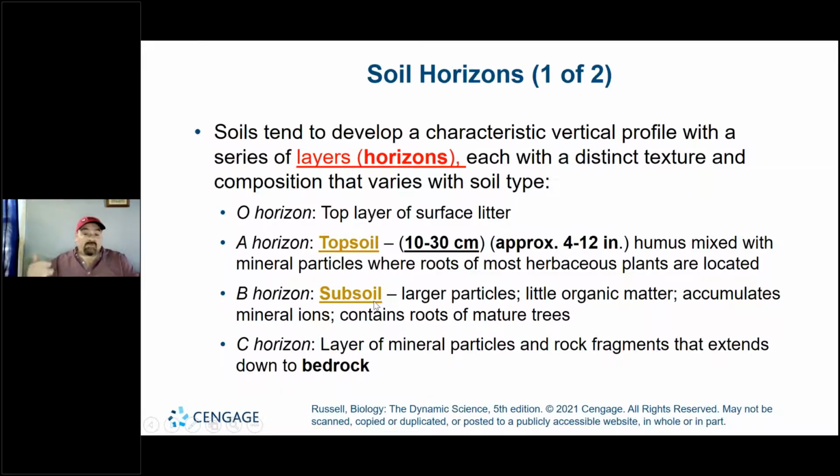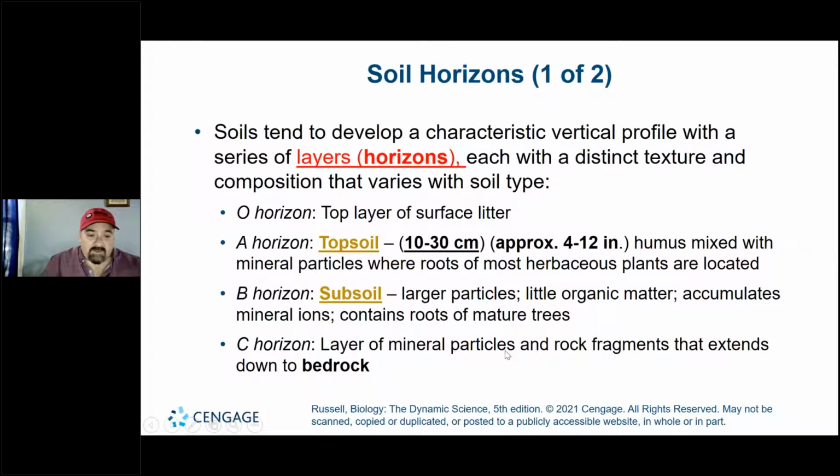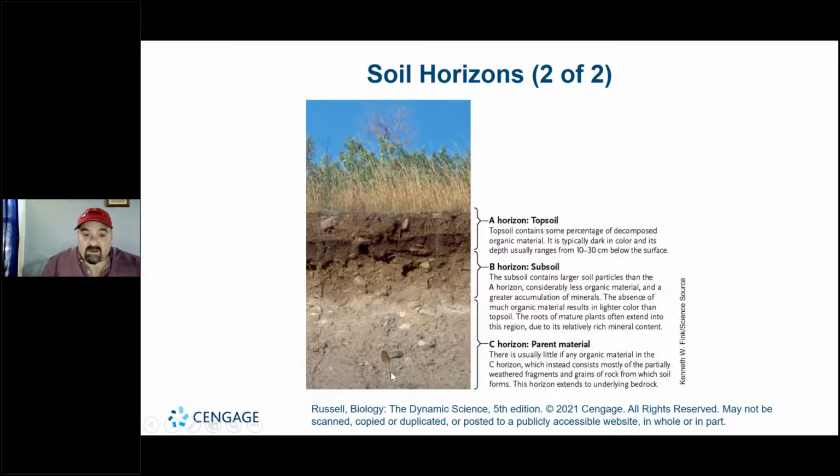Subsoil, below that, 4 to 12 inches, right? There's little organic matter, larger particles, mineral ions, and it contains roots of mature trees, the layer below that 4 to 12 inches of topsoil, okay? And then you'll have the other layer. Knowing these two layers, I think, would be important for you to know, okay? So you're seeing the topsoil, the subsoil, and this horizon layer, this lower layer, mineral particles and rock fragments extending down to the bedrock, the foundation of the actual ground itself, okay?